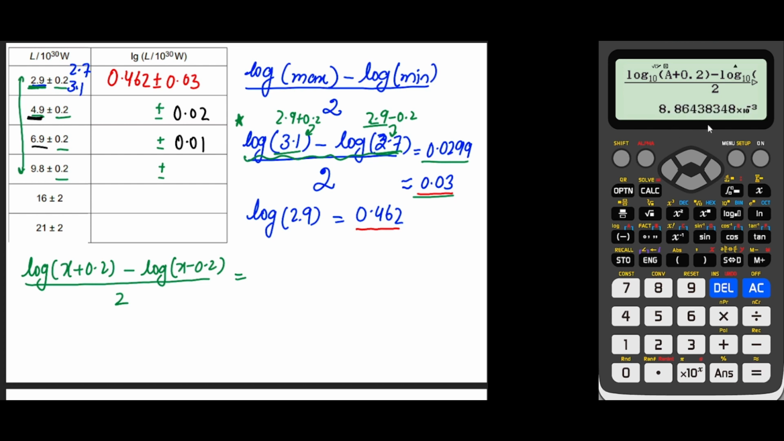Now, since this is going to be a very long number, right? So I'm going to press the ENG button to bring it out. So let's put Shift ENG to bring it out and see what the full value is. So this is 0.008864. So we can write down 0.009 up to one significant figure, right?